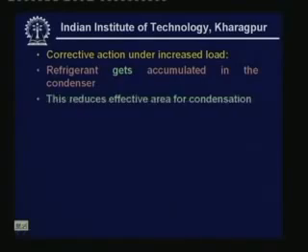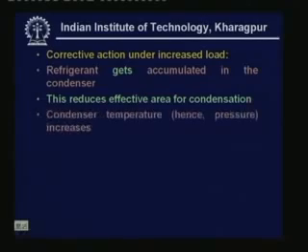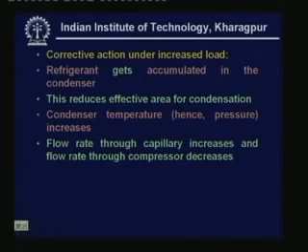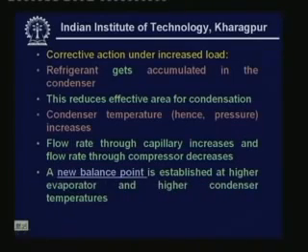Once refrigerant gets accumulated in the condenser, effective area for condensation reduces. As a result, condenser temperature and pressure increase. Once the condenser temperature and pressure increase, flow rate through the capillary increases and flow rate through the compressor decreases. So this is the corrective action. And a new balance point is established at higher evaporator and higher condenser temperatures. So let me show this.